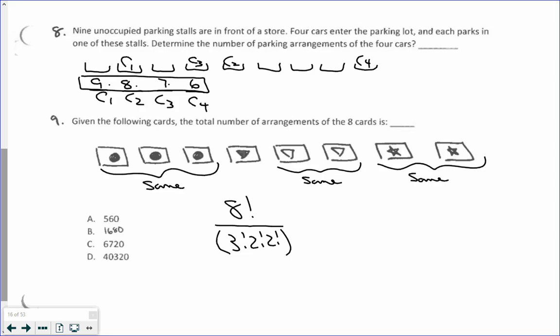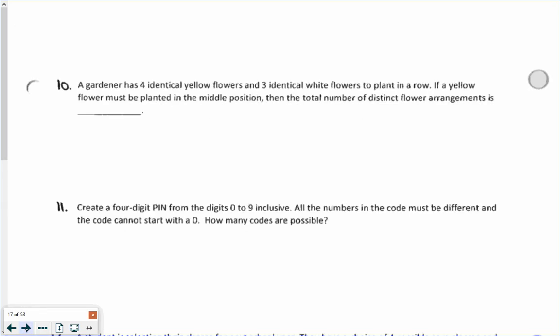Okay? So I don't even know what the answer is, but I'll leave you to plug it in. I'm assuming now that you know where the buttons are, and don't forget your brackets, you can go through that. Okay, try number 10.